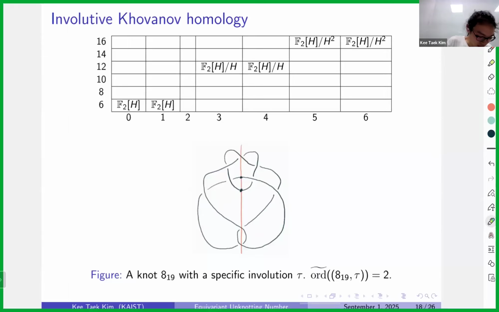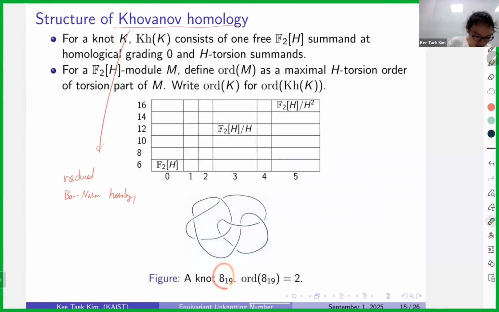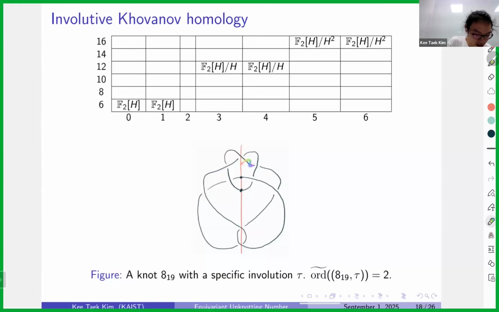And this is an example. This knot is the same knot as in the previous example, but in this diagram it is drawn in the symmetric way. So for this knot with this specific involution, we can compute the involutive Khovanov homology, and the table looks like this. And for this case, again, we get the torsion order 2 from here.